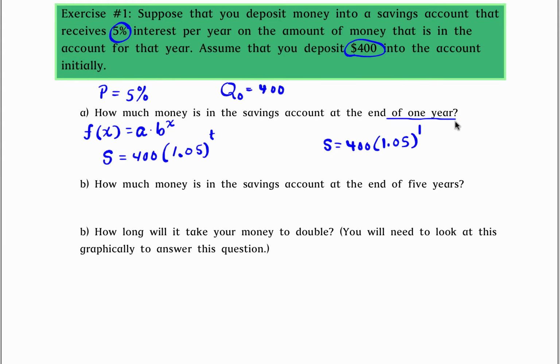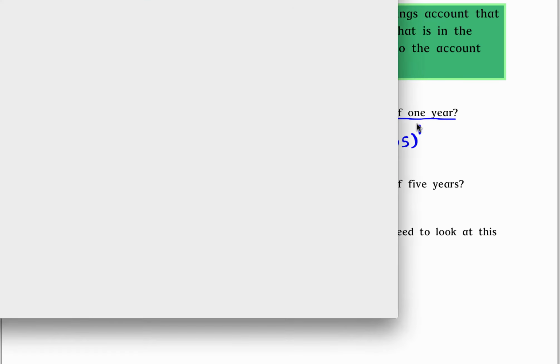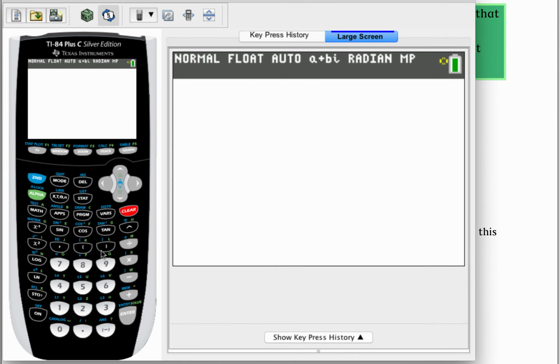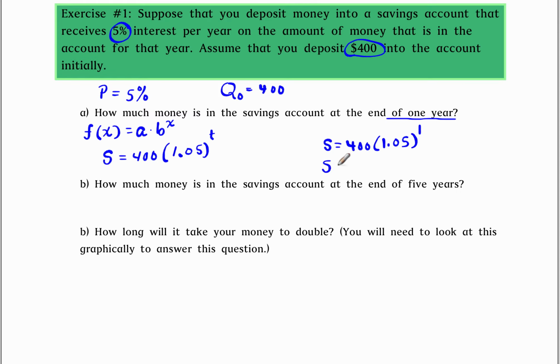And then we could just get our little handy dandy calculator and let it do the work. 400 times 1.05. We don't even have to put to the first, but I'm going to. You'll have $420.